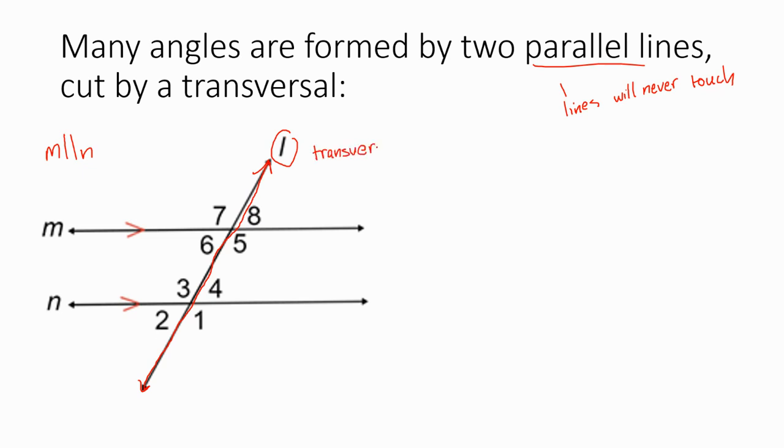So please add to your vocab. The idea of a transversal is just a line that crosses two parallel lines. Technically, a transversal can cross any two lines, but for the most part, the math we'll look at will just be crossing two parallel lines. So line L is the transversal. Pause and copy that. Draw it in your notebook as well.